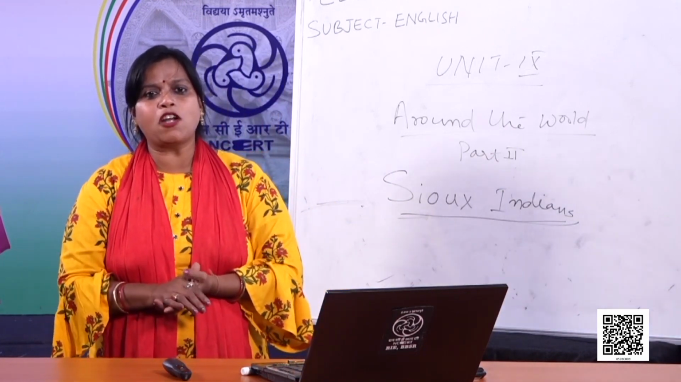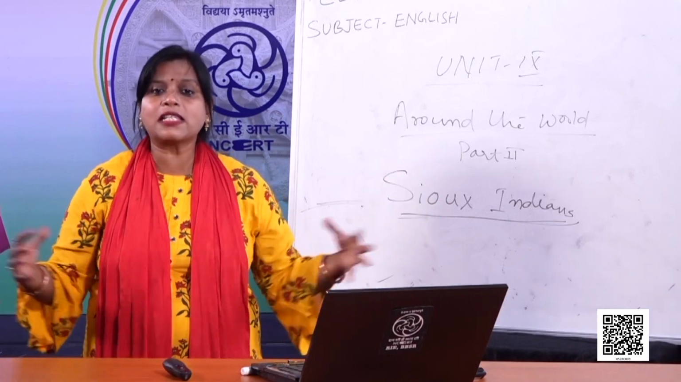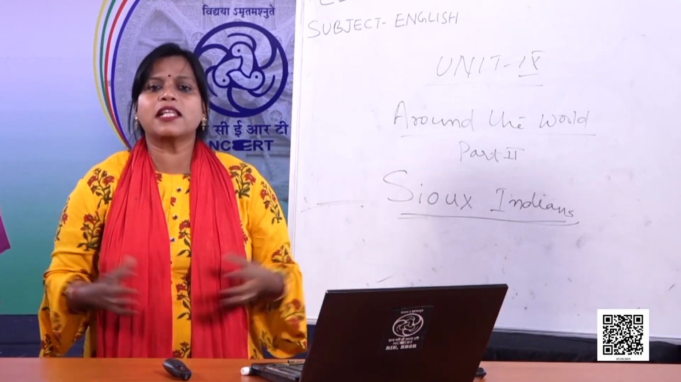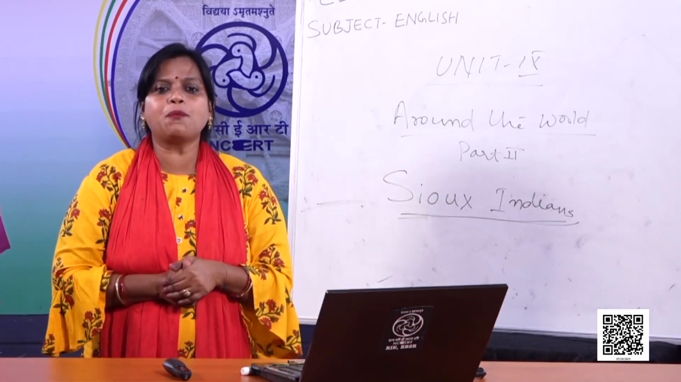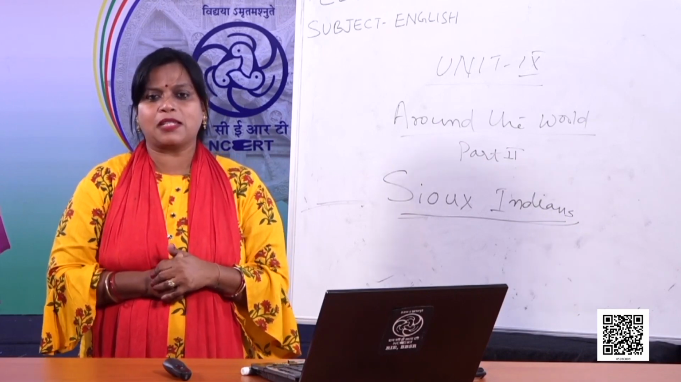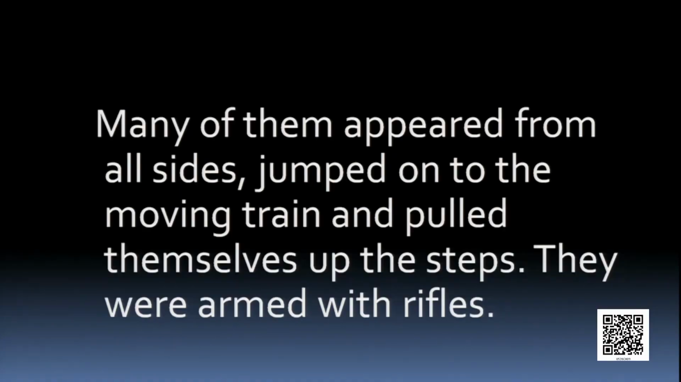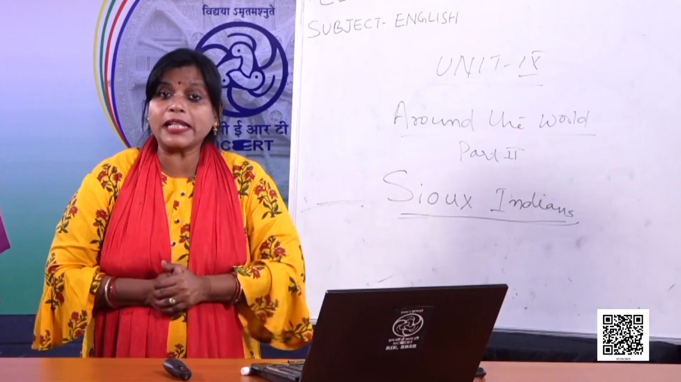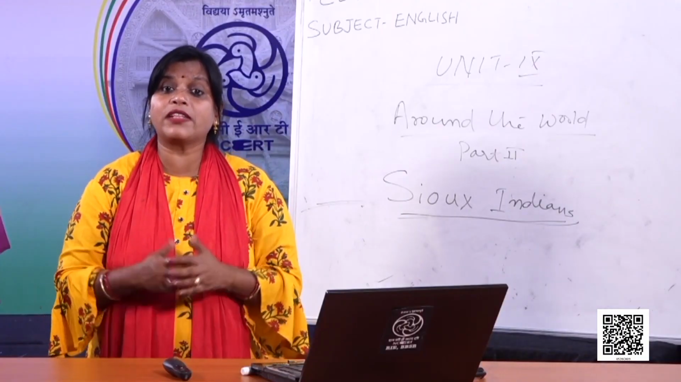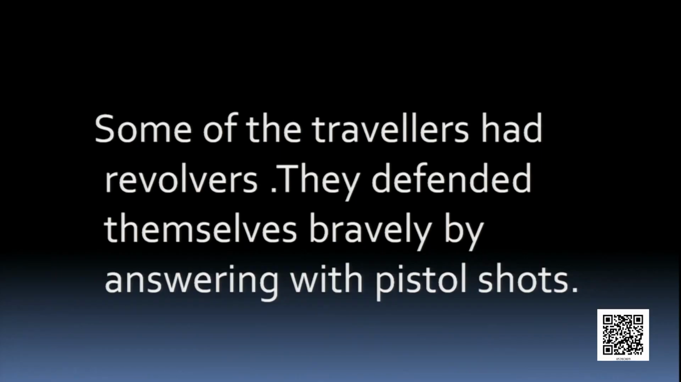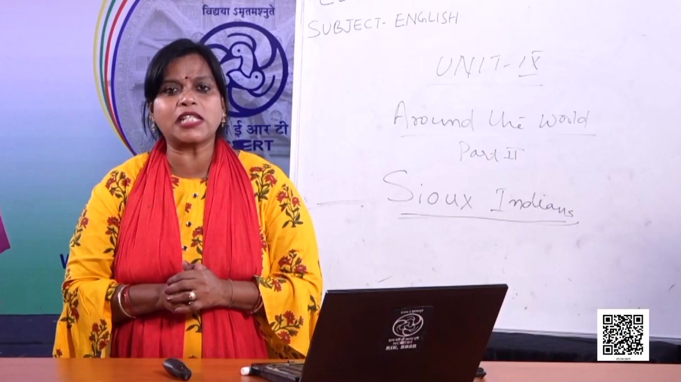Many of the red Indians came from all sides. They jumped on the moving train and pulled themselves up by the steps. They were armed with rifles. And some of the travelers in the train had revolvers. They started defending. What is defending?